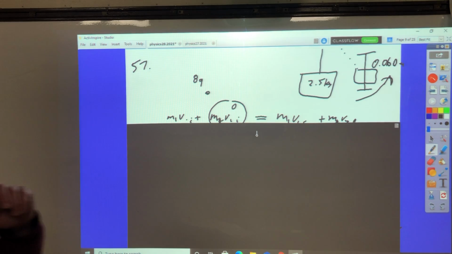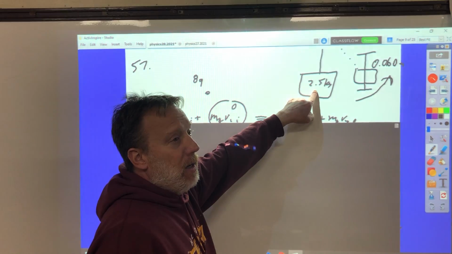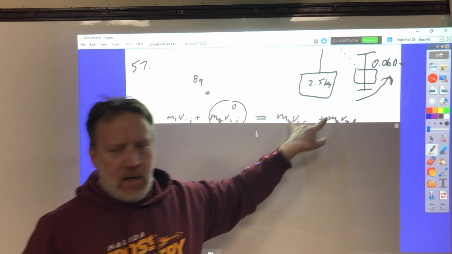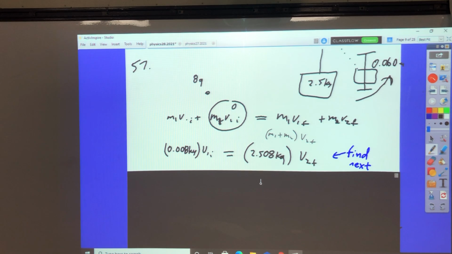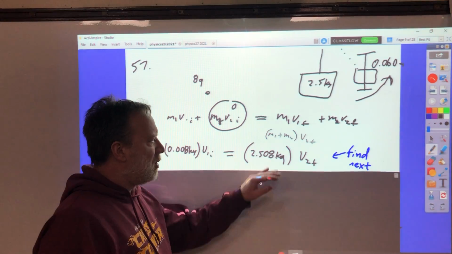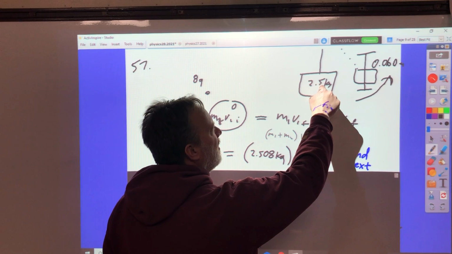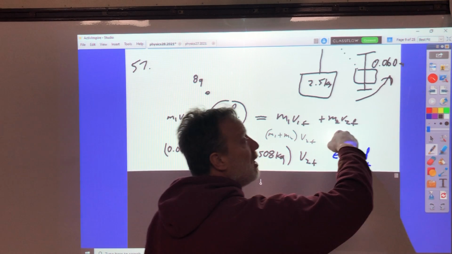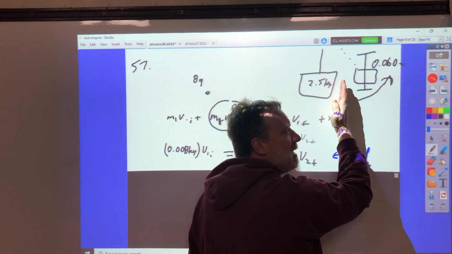So I'm saying that the momentum of the pendulum, 2.5 kilograms, is 0 because velocity is 0. The bullet hits it, and we know this combined, or we can know this combined. We don't have either velocity. So first we have to find this velocity, and then we can figure it out. So combined, it's 2.508 kilograms. Let's find that velocity. We know how high it went. We know its gravitational potential energy. We can find its kinetic energy, velocity, and then momentum.